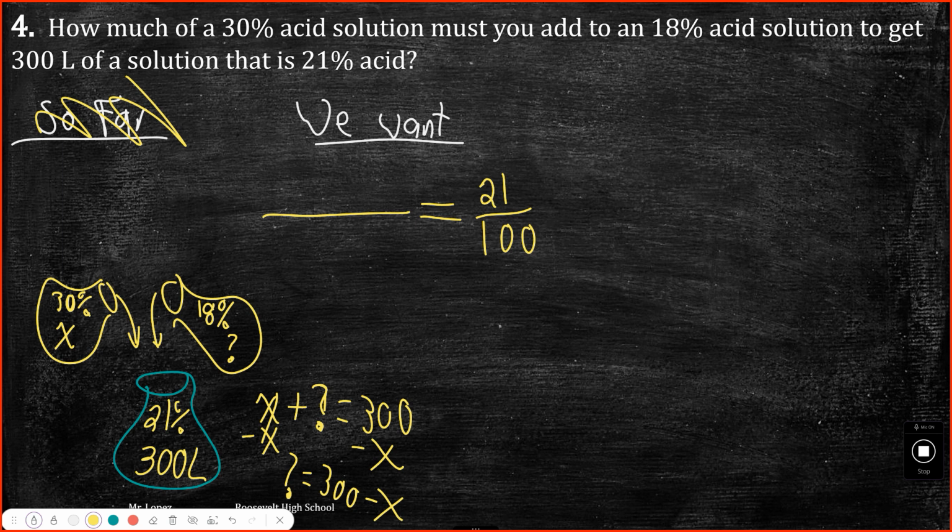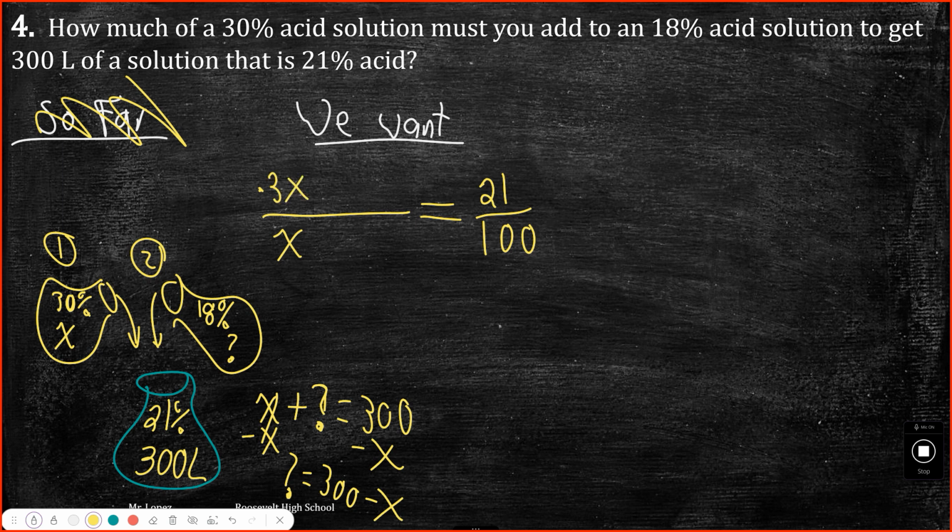So now, let's work with this one first, okay? Let's work with this one, and then this is the second one. Let's go with an X amount here with this one. And 30% of it is pure acid. So this is going to be 0.3x.